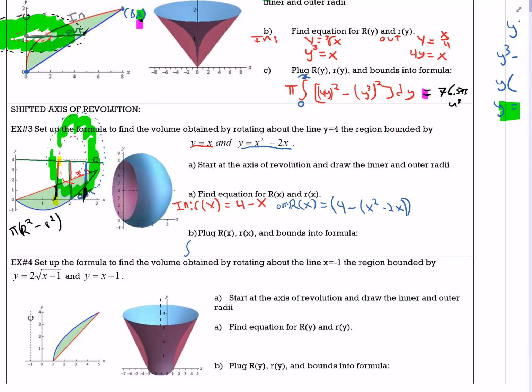So we're going to do that in an integral, right? We're going to do pi times the outer radius, which is 4 minus, let's go and distribute the negative, so 4 minus x squared plus 2x, that whole thing squared. And then we're going to subtract the inner radius, which is 4 minus x.